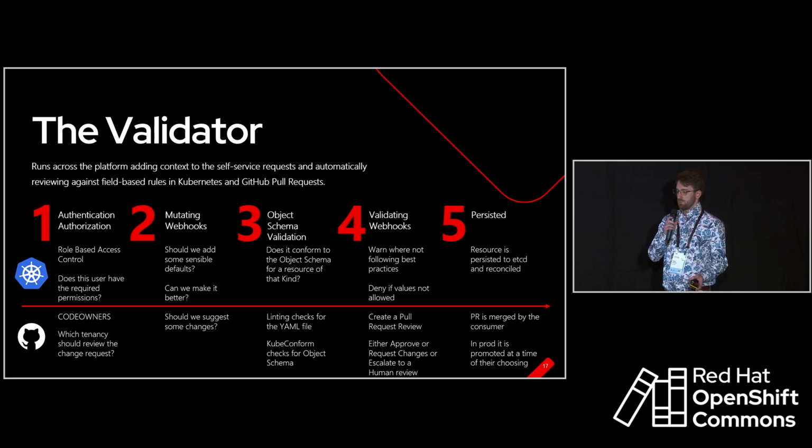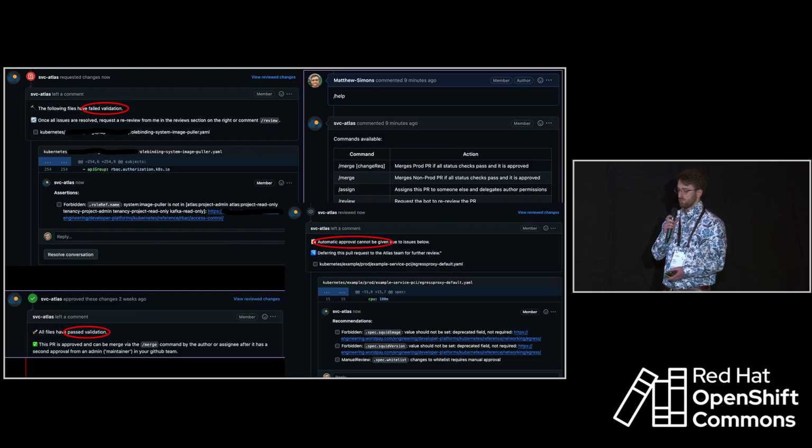This is all done through API calls between GitHub and the validator running on the cluster. There's no pipelines involved. Here's a few example screenshots from GitHub. The validator appears as a bot and posts reviews on the PR. In these examples, you can see the pull request either being approved, changes being requested, or where it may have to escalate that review to a human where it can't make a decision.